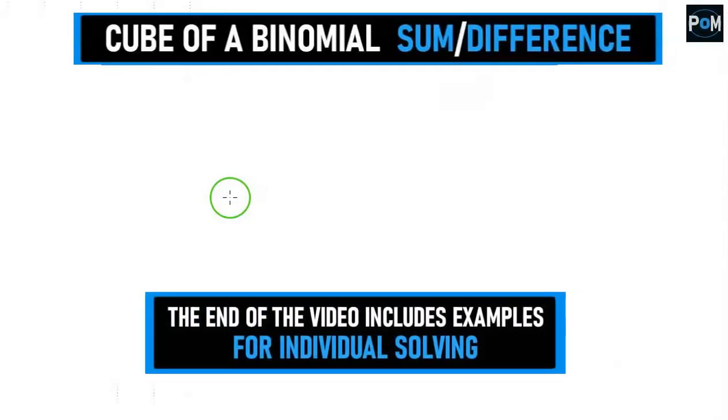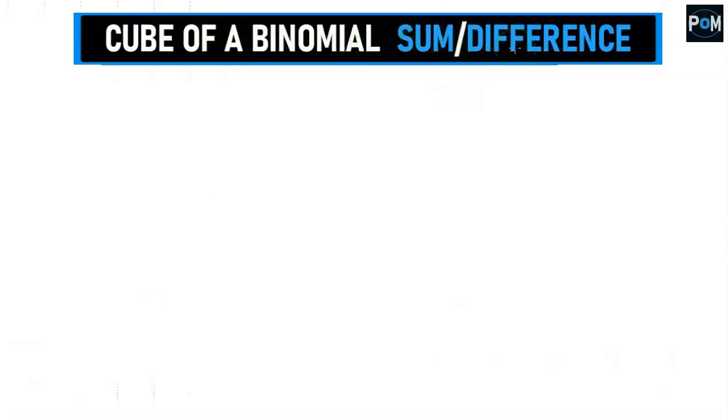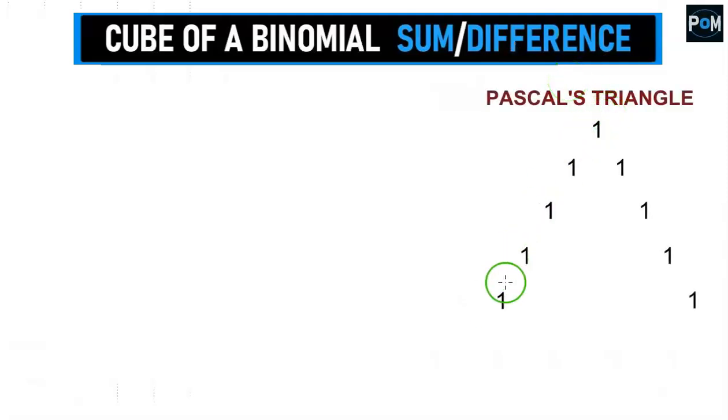Today we will talk about special products, and it will be the formula for the cube of a sum and the cube of a difference. Before I move on to solving examples, I wanted to briefly explain where this formula comes from and how to remember it better. For this, Pascal's triangle will come in handy, which is a triangle that has only ones on both edges. And we fill in the middle here as follows.